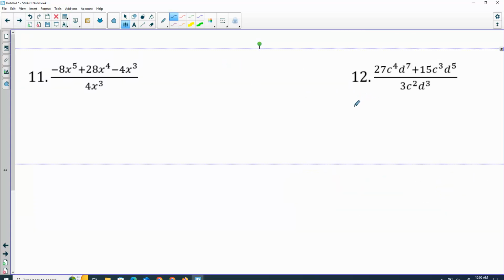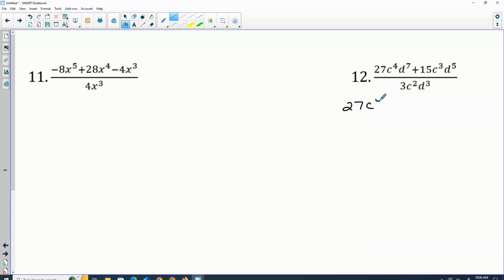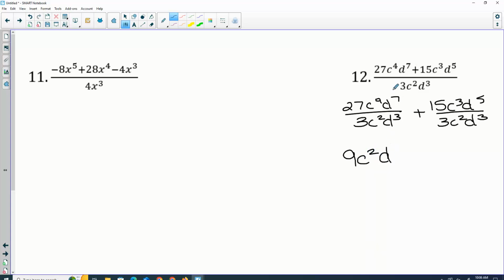So if we look at number 12, this is a division problem. When we have that, we think of each thing as being divided by the denominator. So when we divide these, what's 27 divided by 3? With the variables, you have 4 c's on top and 2 on the bottom. What do we do with those exponents? So 4 minus 2 is 2. With my d's, 7 minus 3 is 4.